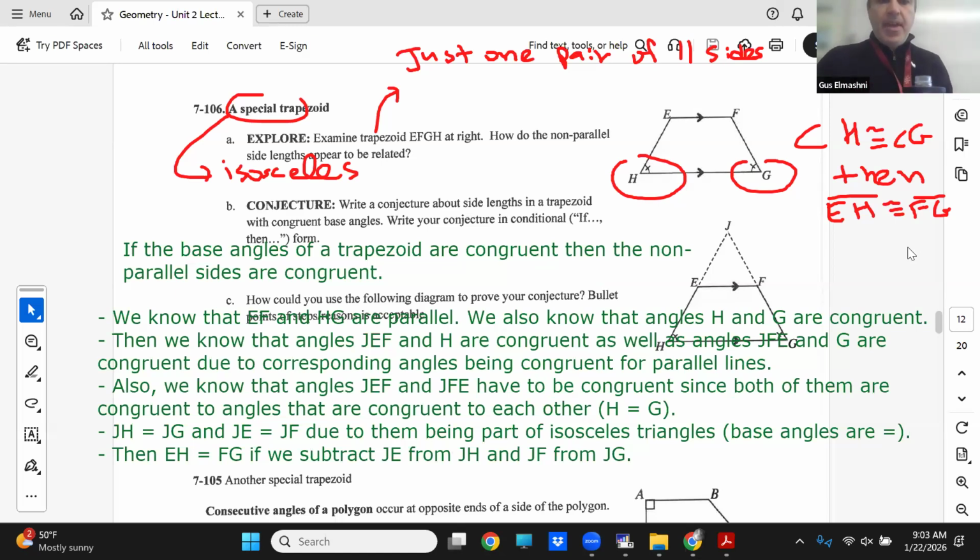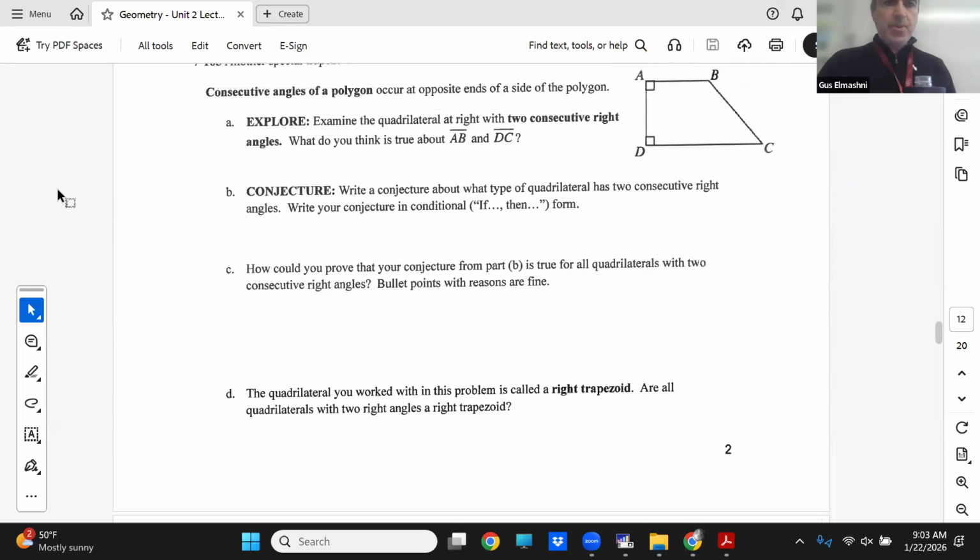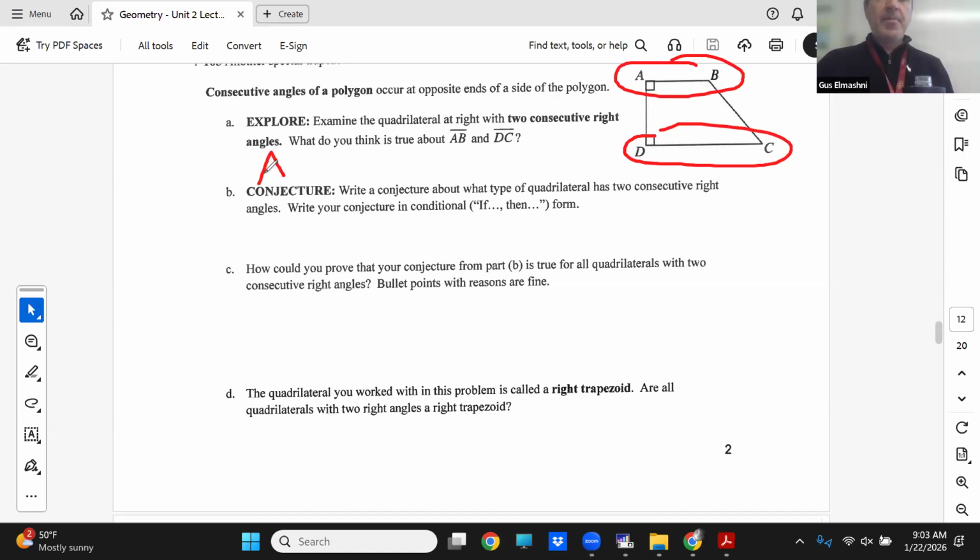Okay, cool. Then last one. Another special trapezoid, and then we can do the poster. Consecutive angles, those are on the same side of the polygon. Examine the quadrilateral with two consecutive right angles. What do you think is true about AB and DC? What would you guys say about AB and DC? What's the relation between those two? They're parallel, yeah, good. AB is parallel to DC.